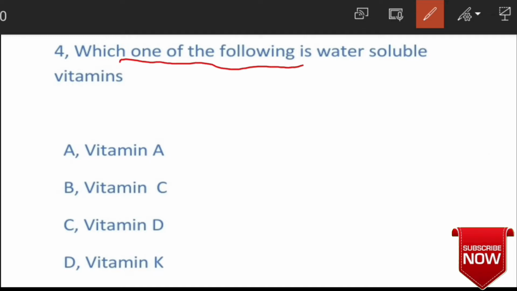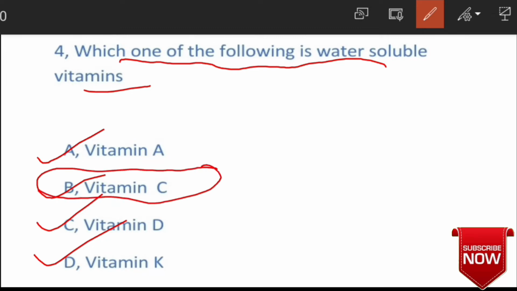Which one of the following is a water soluble vitamin? Option A, vitamin A; option B, vitamin C; option C, vitamin D; option D, vitamin K. The correct answer is option B, vitamin C.